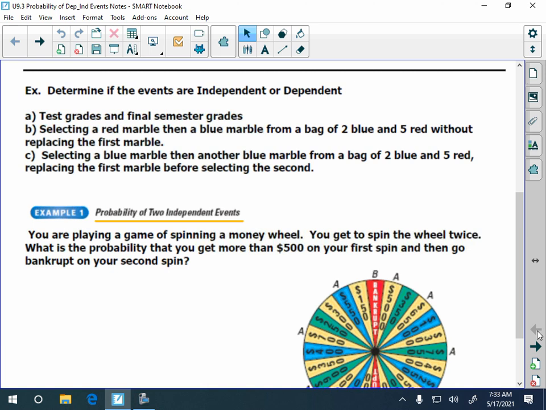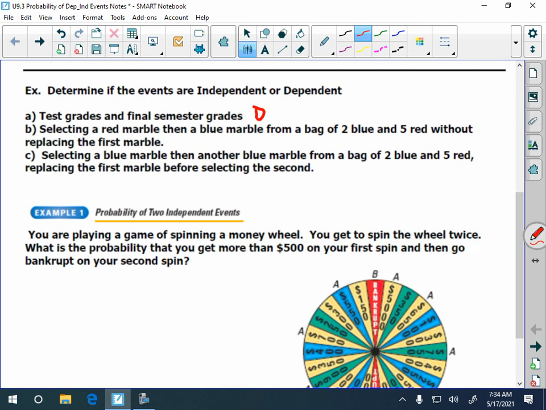All right, so determine if the events are independent or dependent. Part A: test grades and final grades. Are test grades and final grades independent or dependent of each other? Well, the semester grade is your event B, and the test grade is event A. So is B affected by A? Yeah, what we get on our final grade is dependent on what we get on our test grades. So we would say they are dependent. Just write a D.